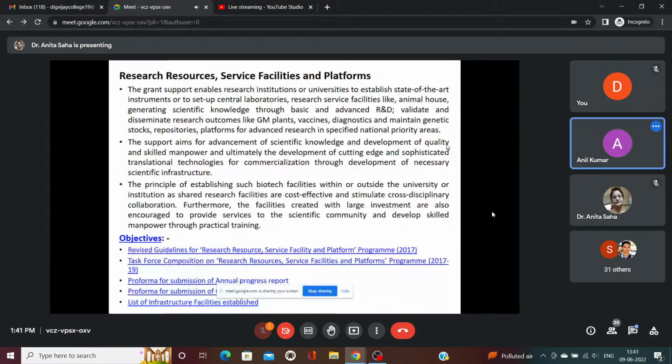Please move slide. Yes. Another is the research resource, service facilities and platform. Okay, DBT provides support for different scientific activities besides the innovation center, like grant support to enable research institutions or universities to establish state-of-the-art instruments and facilities like the animal house, generating scientific knowledge through basic and advanced R&D, validating and disseminating the research outcome like the GM plant, vaccines, diagnosis, maintaining genetic stock, repository.